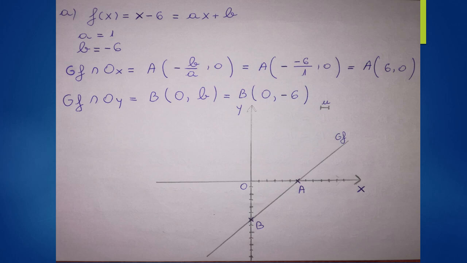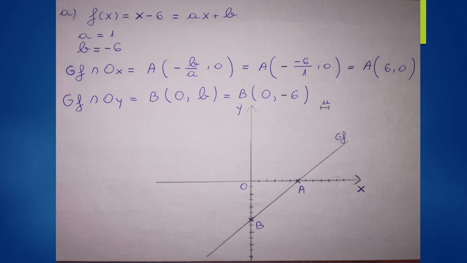Here I have used the shorthand method for determining the intersection points compared to one of my previous videos in which I have calculated the intersection points by doing f of x equals 0 for the intersection point with the OX axis, and f of 0 for the intersection point with the OY axis.